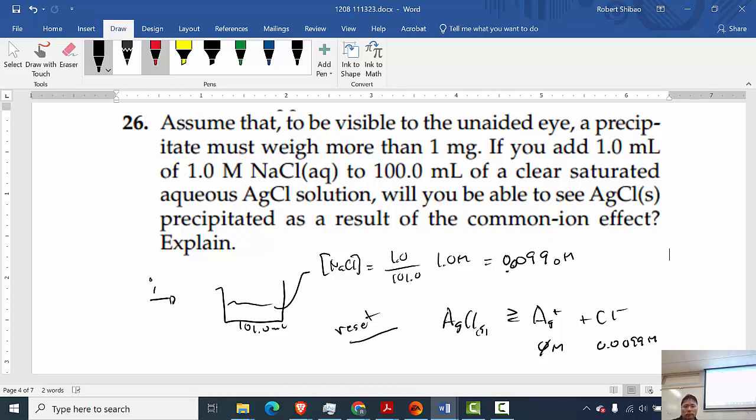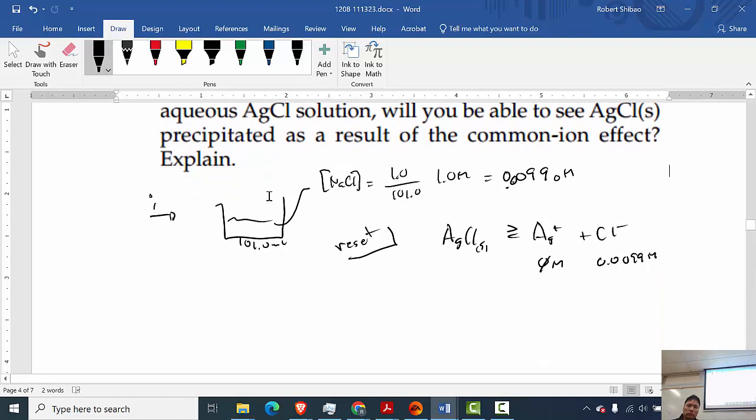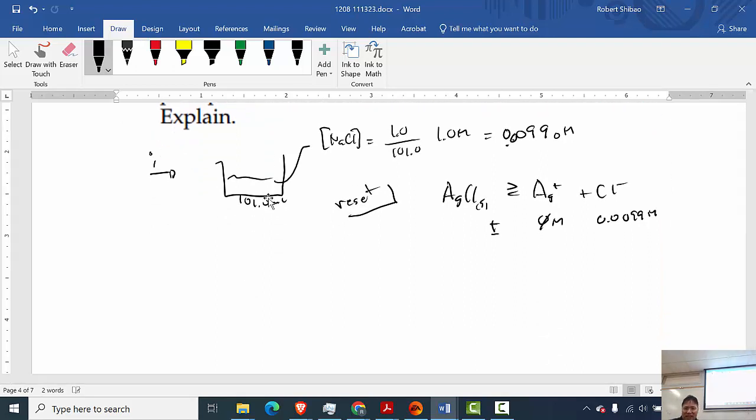Chloride. So if I reset, I go initial, change. What I'm going to do is I'm going to have some chloride in there to begin with, and then I'm going to let the silver chloride dissolve. Silver chloride's up here solid. I just got to make sure I have enough. So this is going to be plus S molar, plus S molar. And so at equilibrium, I'm going to have S molar silver ions and then 0.0099 plus S molar chloride. Now, having the presence of the common ion here is going to decrease the solubility because I already have a bunch of chloride in there. And so S doesn't need to be as big. And so I expect a decrease in the solubility.